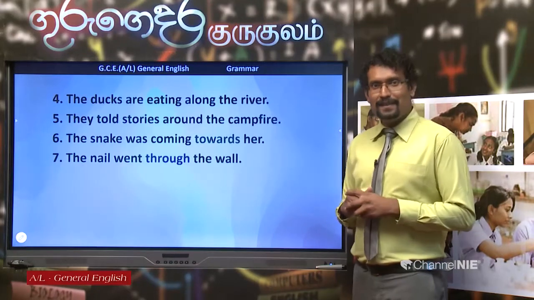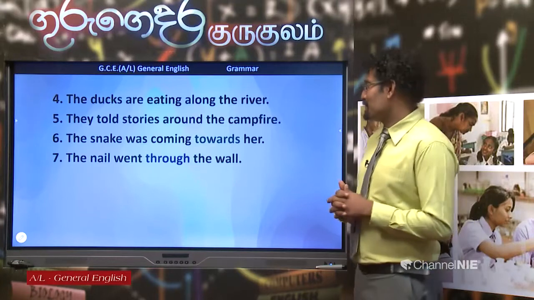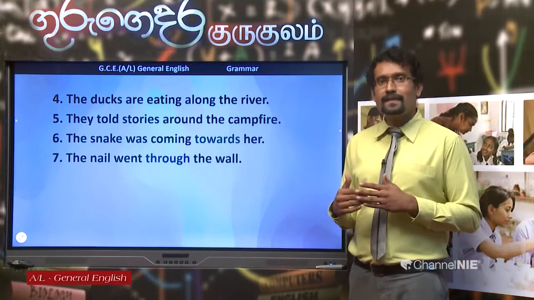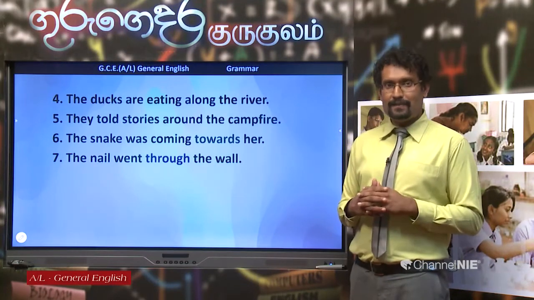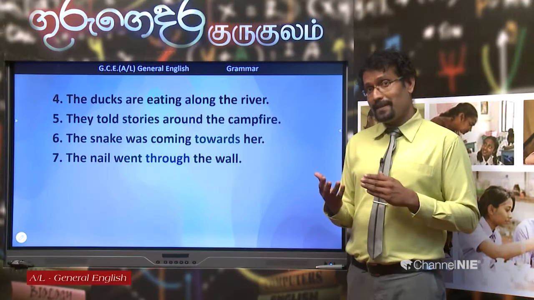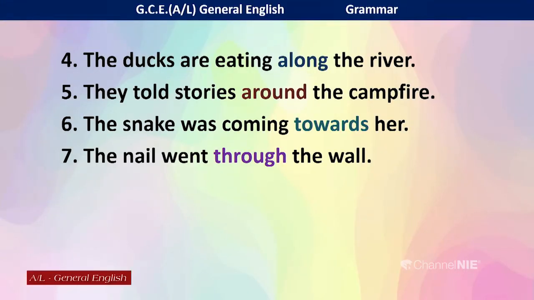Let's look at more examples, then you can have a better idea. The ducks are eating along the river. They told stories around the campfire. The snake was coming towards her, to her side, towards her. The nail went through the wall.